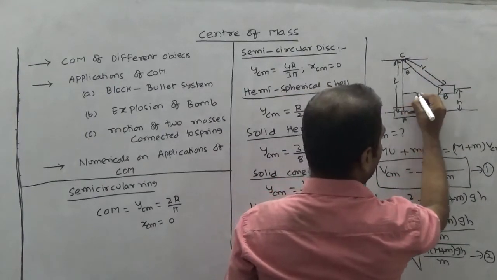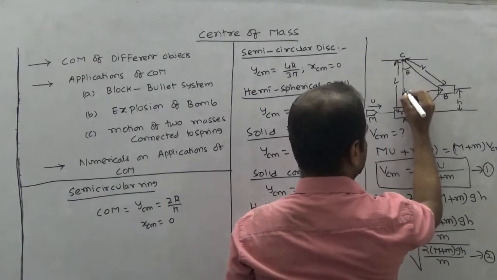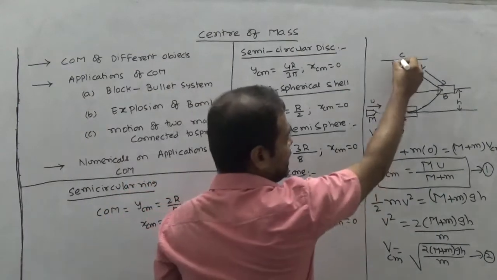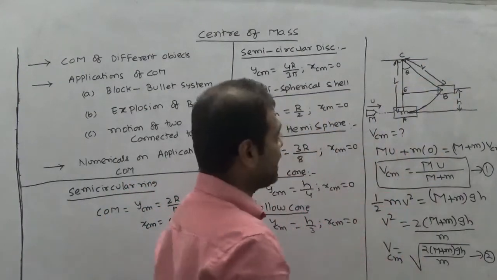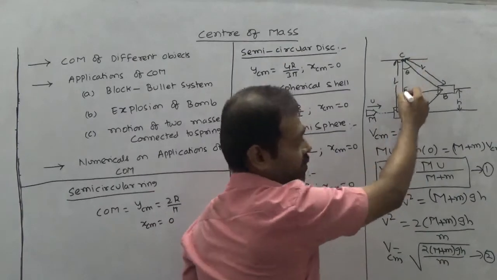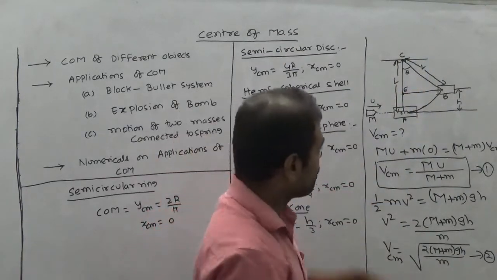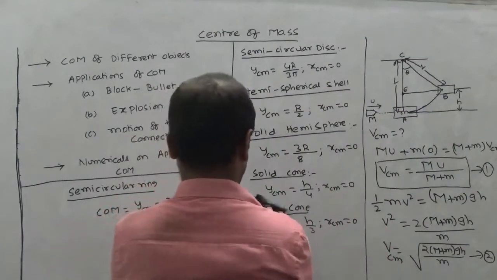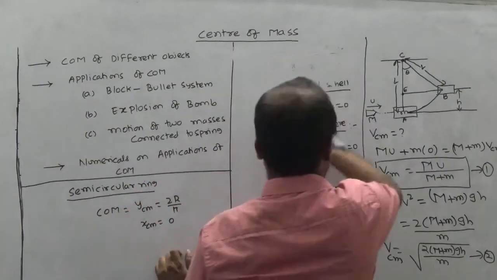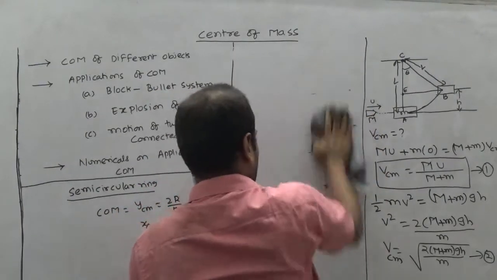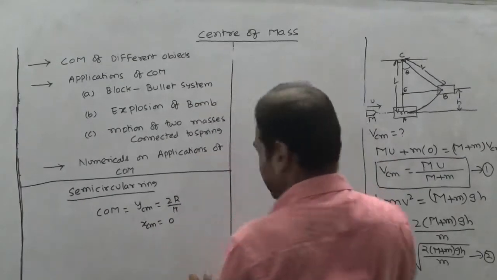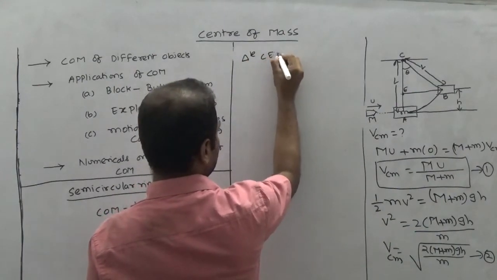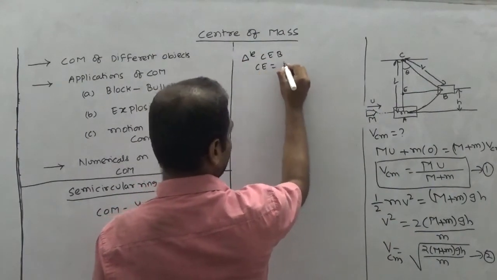Okay. Let us draw a perpendicular, and this point I am calling E. From the triangle CEB, I can write the value of CE as L cos theta. Right? Okay. Now, that means from this equation, I can write CE as L cos theta.